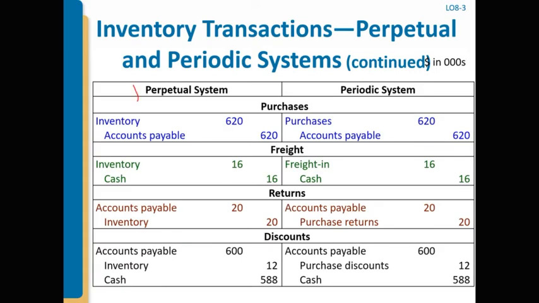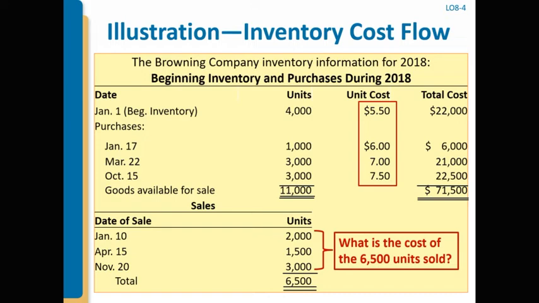When we purchase under perpetual, we record inventory debit and accounts payable credit, but in periodic we record purchases debit and accounts payable credit. Inventory, cash: freight in, cash; this is for the freight cost. And accounts payable, inventory when we pay; accounts payable when we return goods; and in periodic, accounts payable and purchase returns. So these are the differences.